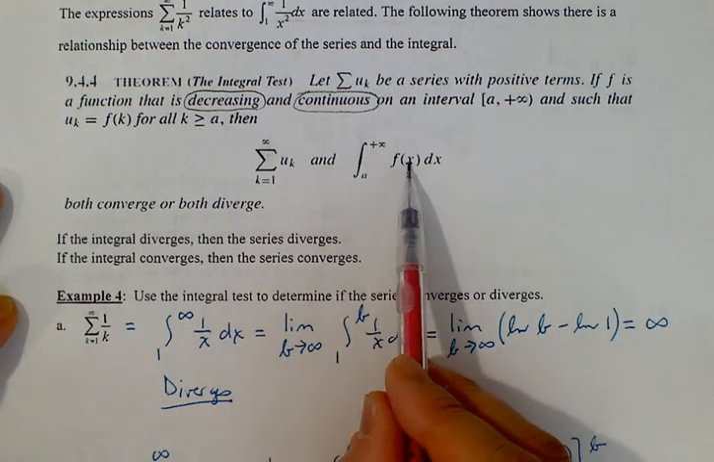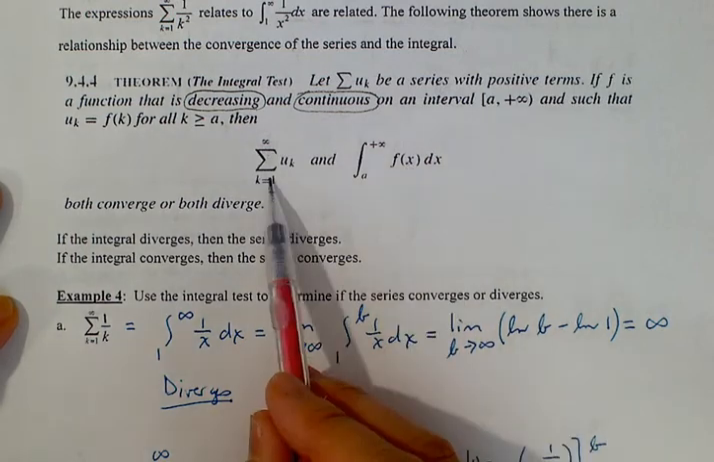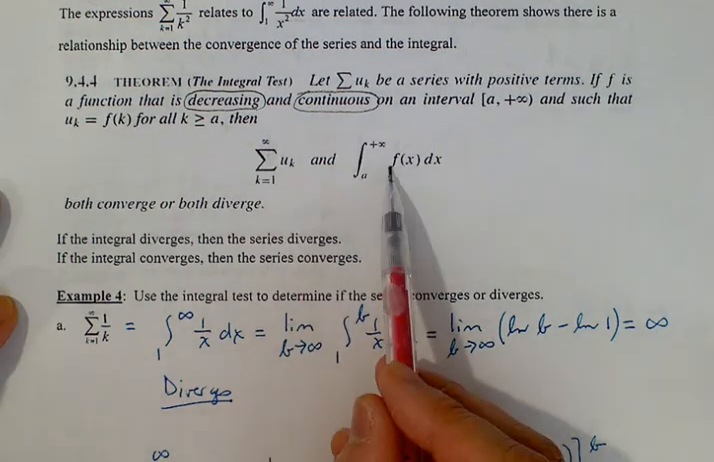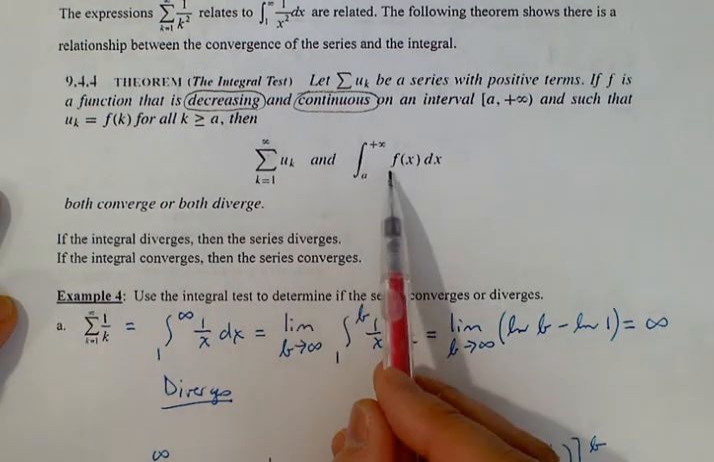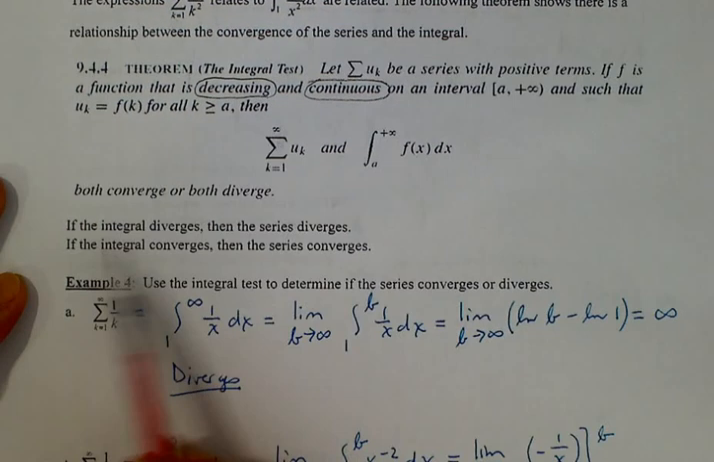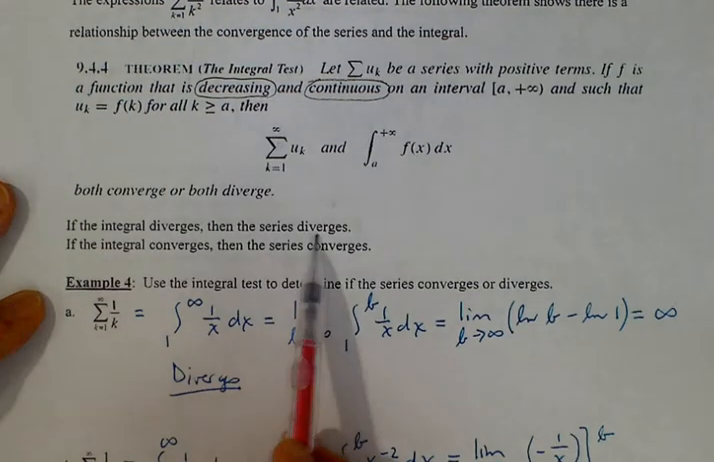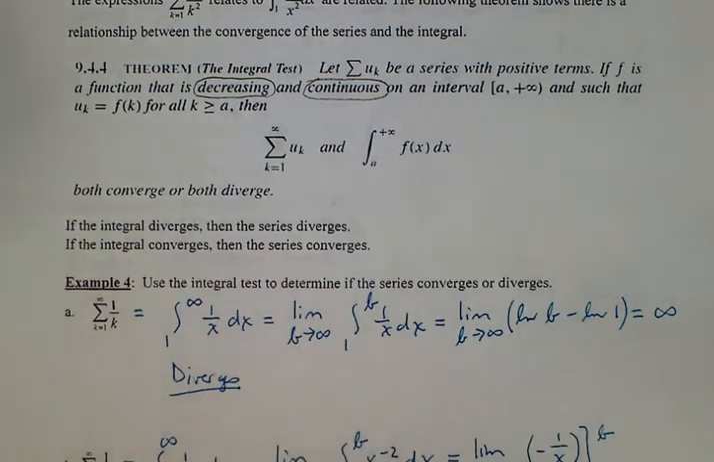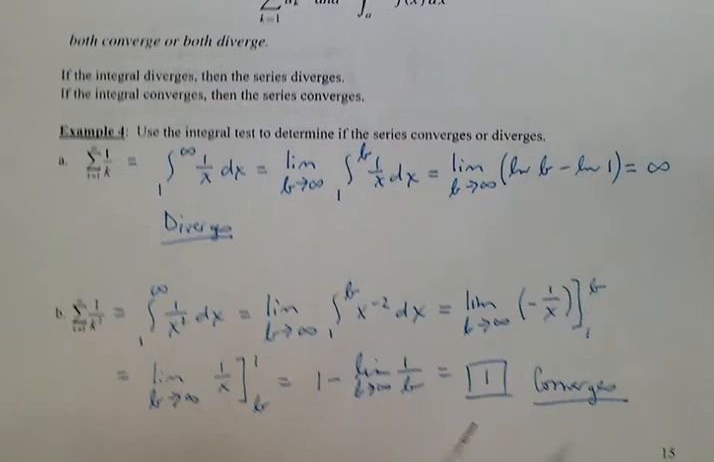So if this converges, and we know how to deal with these problems from chapter 7, then that means that the series converges. If this converges, this converges. If this diverges, then this diverges. So if the integral diverges, then the series diverges. If the integral converges, then the series converges. Okay, so let's look at this example.